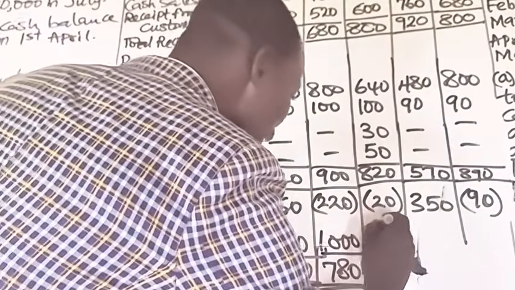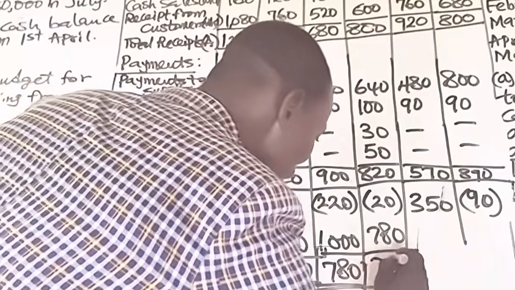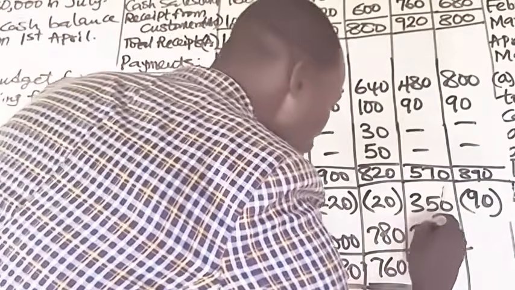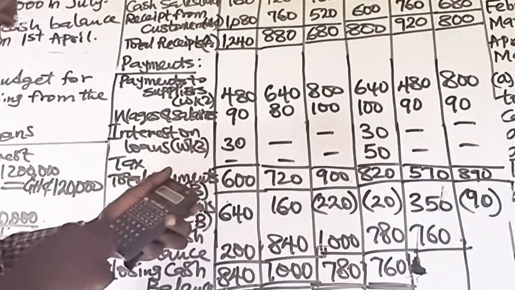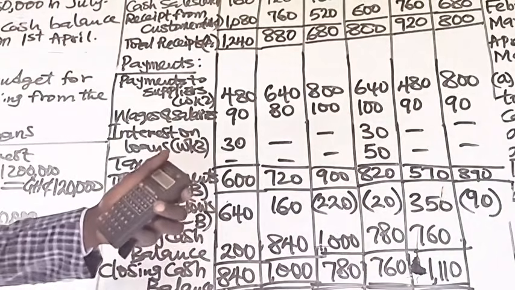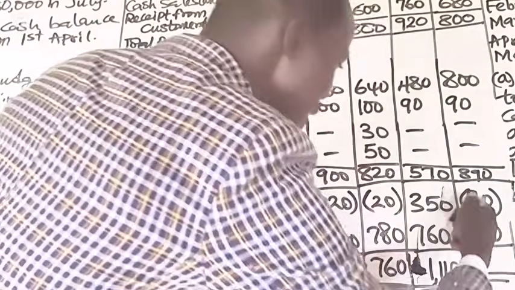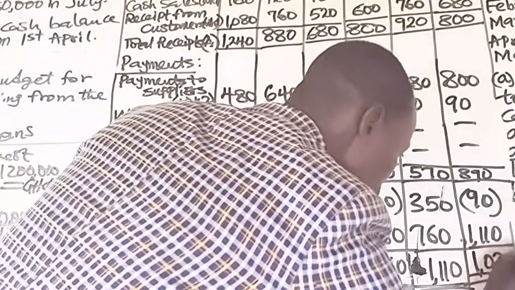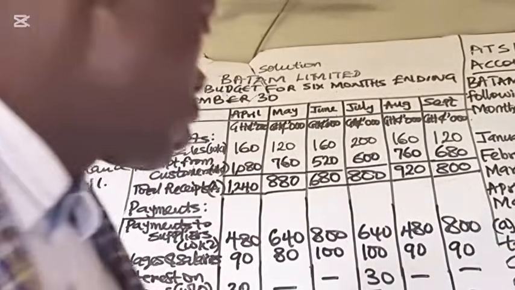The 780 becomes the opening balance in the month of July. Minus 20 plus 780, that will be 760. Then the 760 becomes the opening balance here. 350 plus 760 gives us 1,110. And that 1,110 becomes the opening balance here. Minus 90 plus 1,110 gives us 1,020. That is the end of the solution to the problem.